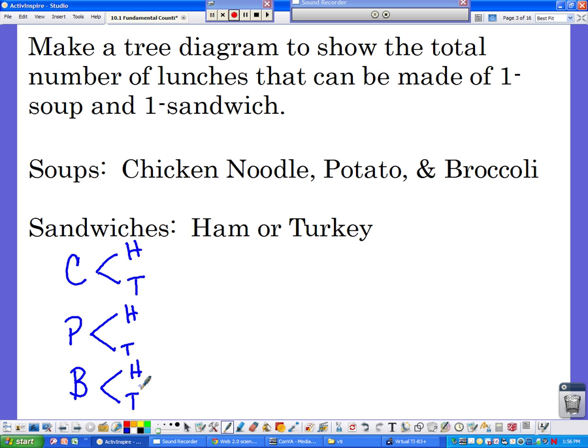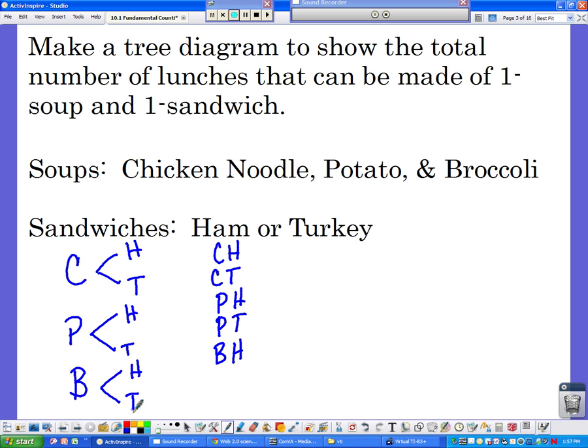When we're trying to determine how many total outcomes there are, we just want to list out our outcomes. So chicken noodle soup and ham. We could get chicken noodle and turkey. We could get potato soup and ham. We could get potato soup and turkey. Or we could have broccoli and ham.